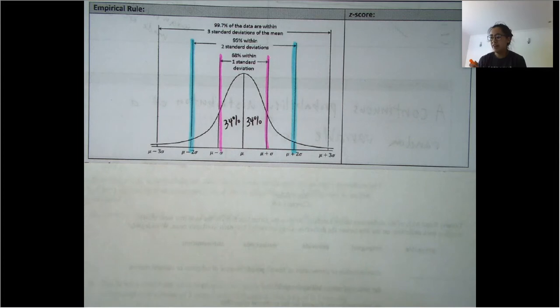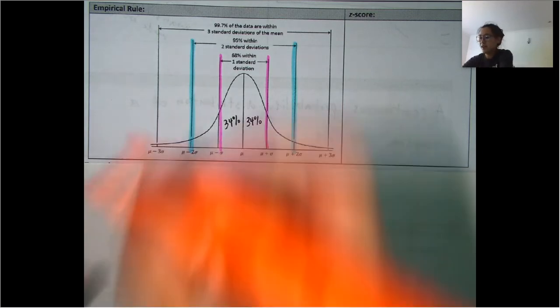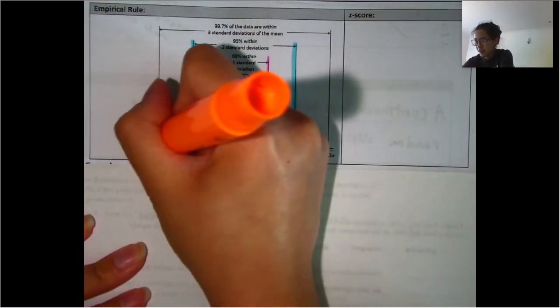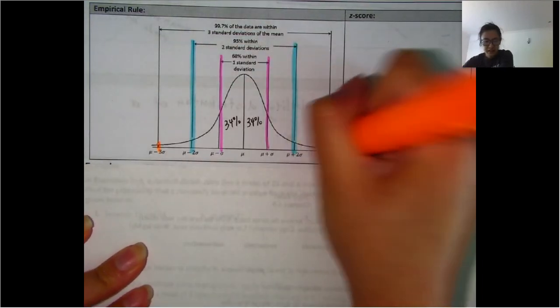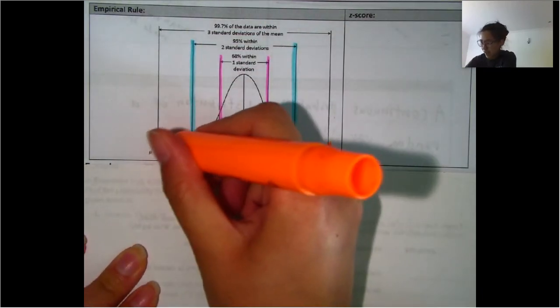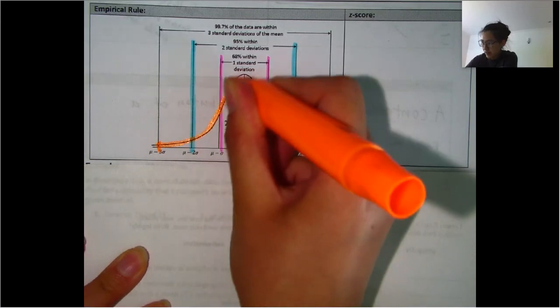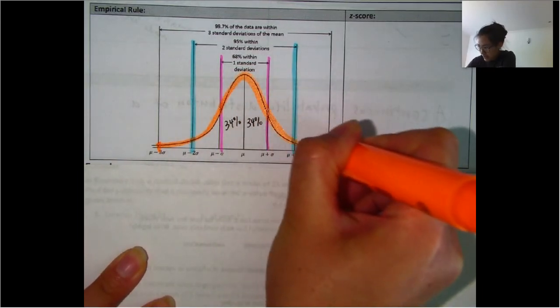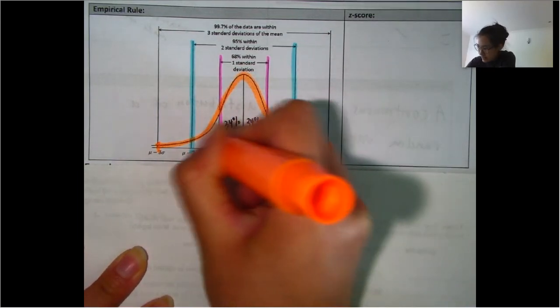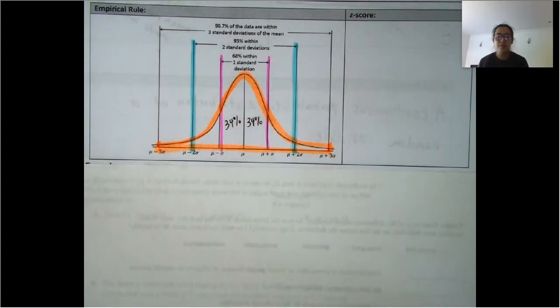And as you can read here, it also says 99.7% of the data is within three standard deviations of the mean. Same thing, so between here and here. That would basically mean everything between here and here contains 99.7% of the data. What that means is that 0.3% of the data lies outside of that.